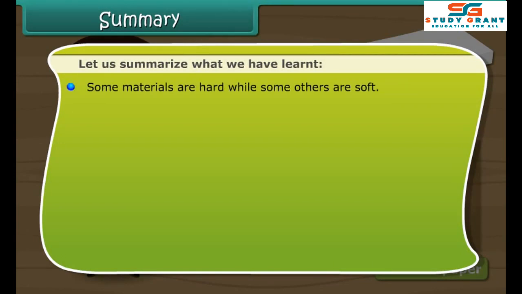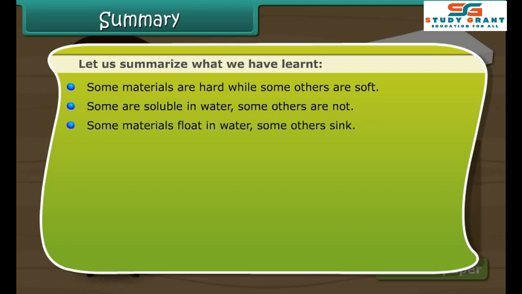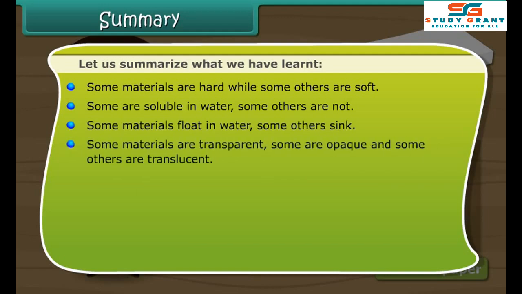A transparent substance is a substance that allows light to pass through it. An opaque substance is a substance that does not allow light to pass through it. A translucent substance is a substance which is partially transparent and allows light to pass through it in a diffused manner.